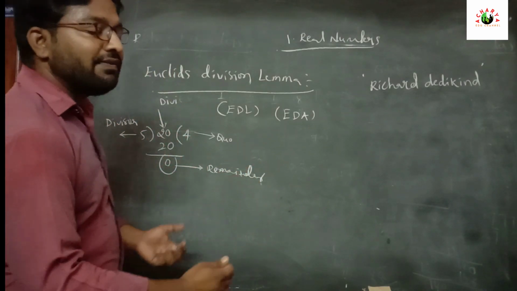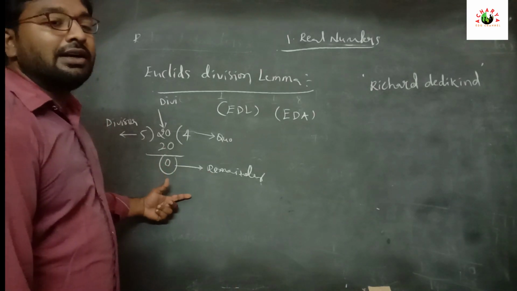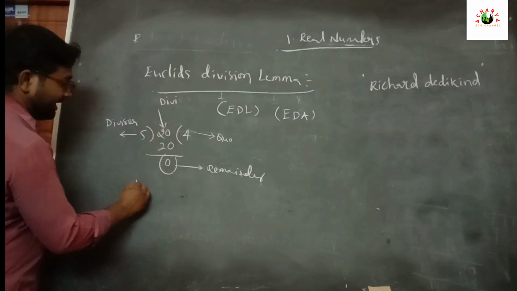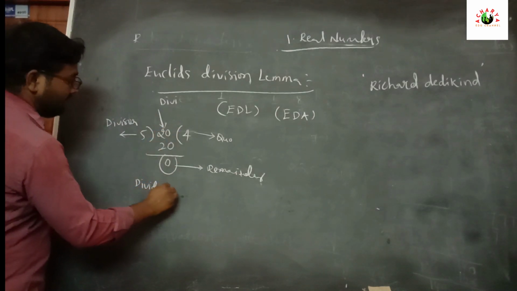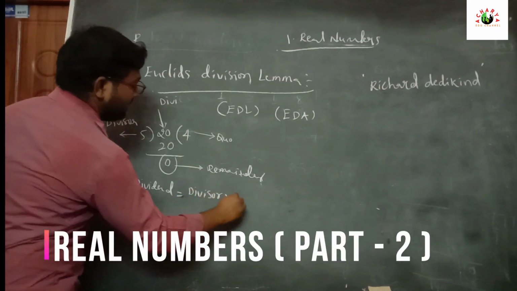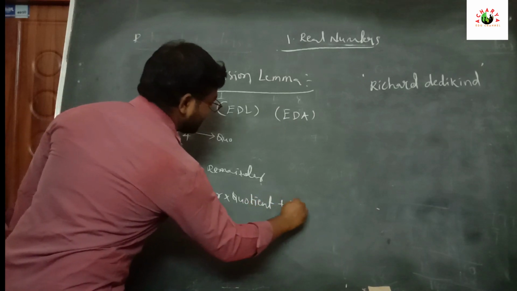So according to the division algorithm, how can we write the equation? Tell me now. Dividend is equal to divisor into quotient plus remainder.